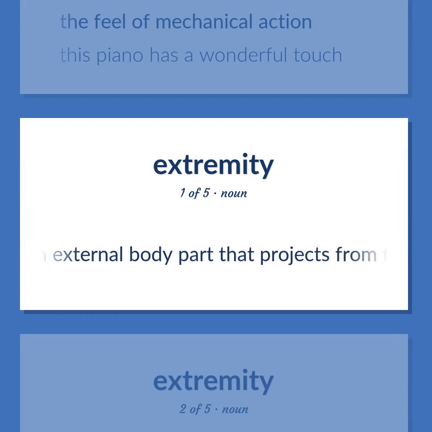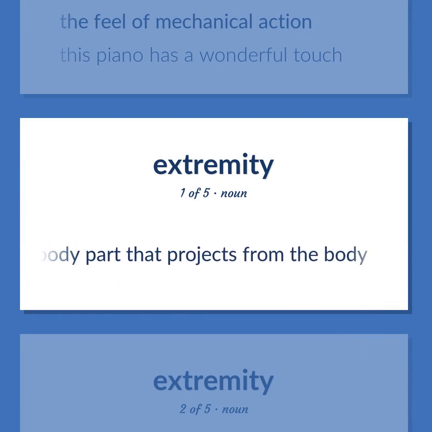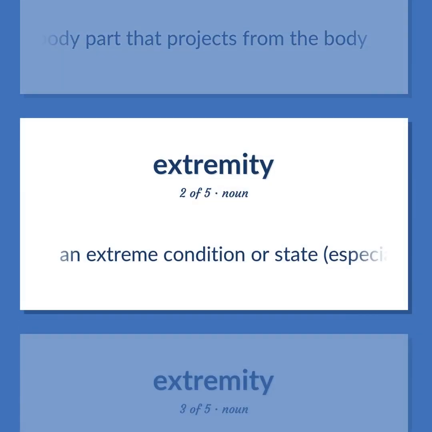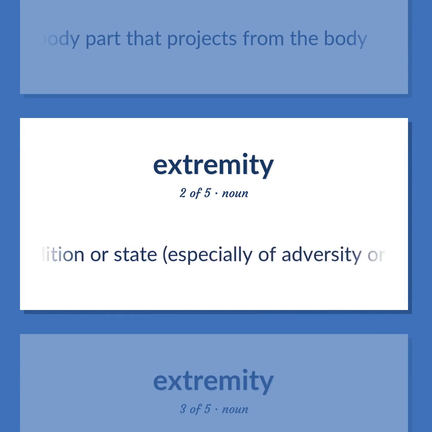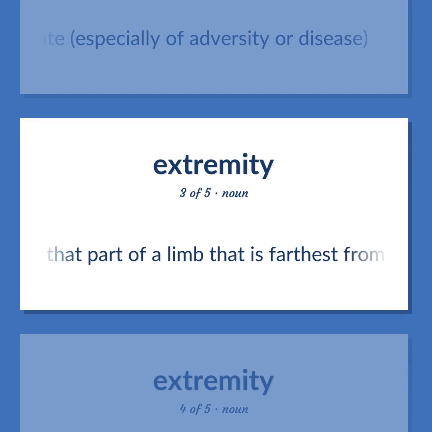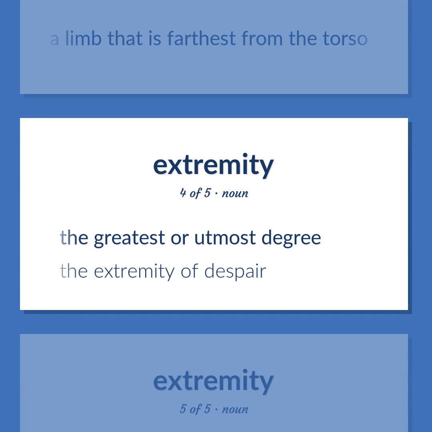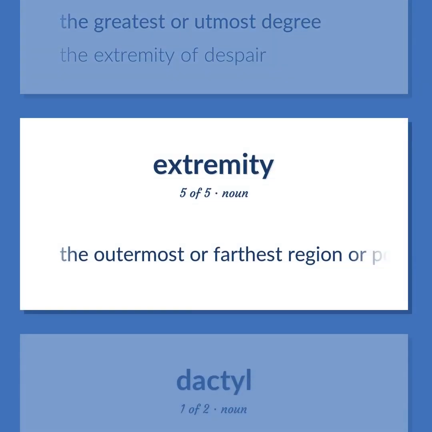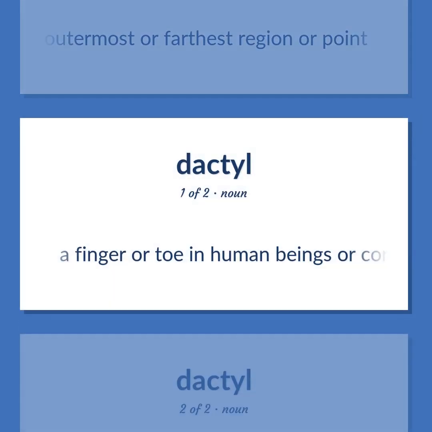An external body part that projects from the body. An extreme condition or state, especially of adversity or disease. That part of a limb that is farthest from the torso. The greatest or utmost degree. The extremity of despair. The outermost or farthest region or point. A finger or toe in human beings or corresponding body part in other vertebrates.